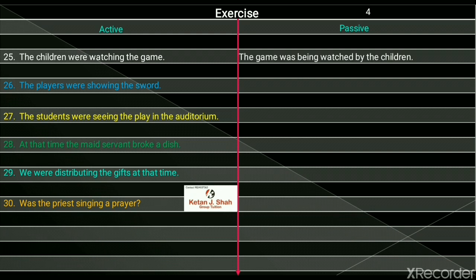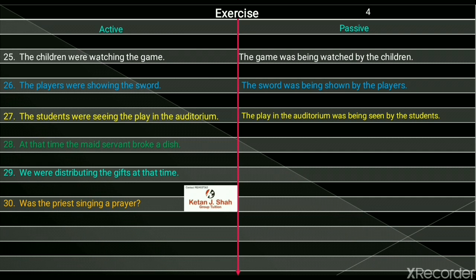Now the passive forms. The children were watching the game becomes, the game was being watched by the children. The players were showing the sword becomes, the sword was being shown by the players. The students were seeing the play in the auditorium becomes, the play in the auditorium was being seen by the students.